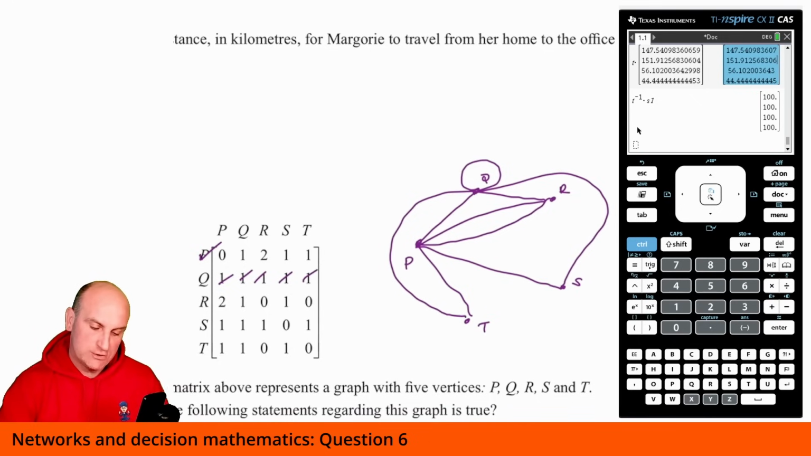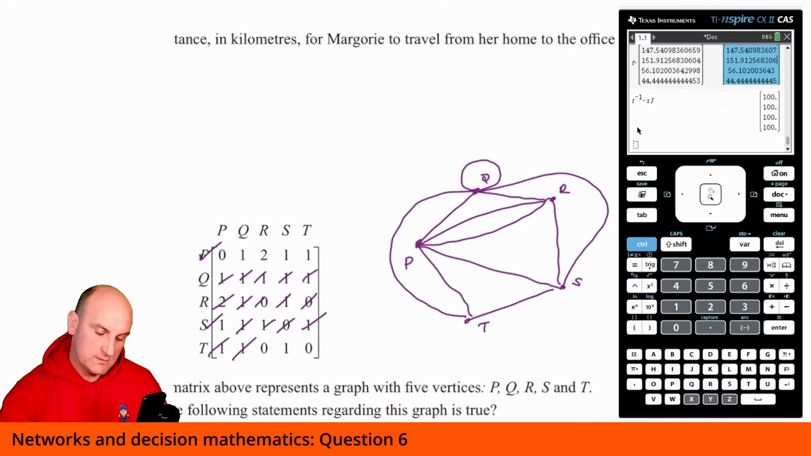R to P has 2. We've already got that one. R to Q has 1. We've already got that one. R to R, no loop. R to S has 1. And R to T has none. S to P has 1. I've already got that one. S to Q has 1. S to R has 1. S to S, 0. And S to T has 1. There we go. T to P has 1. T to Q has 1. T to R, 0. T to S, 1, yep.